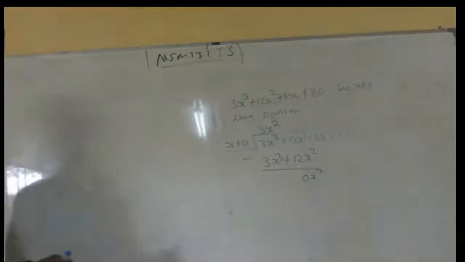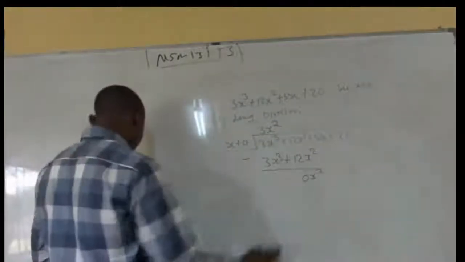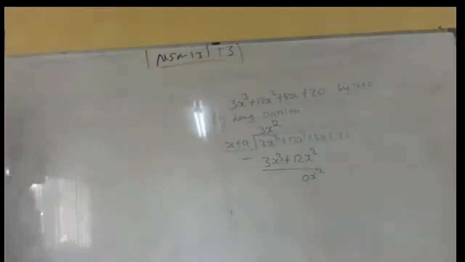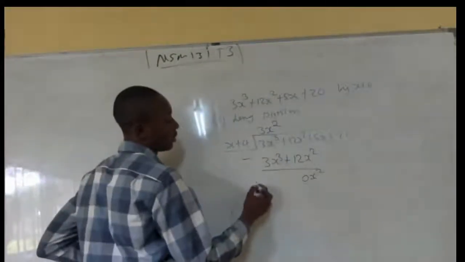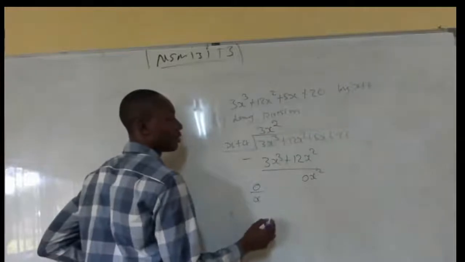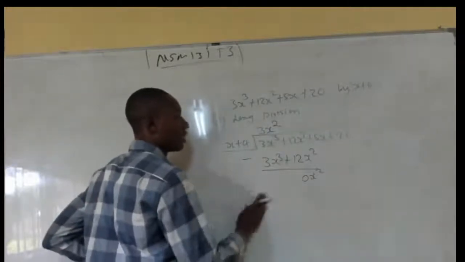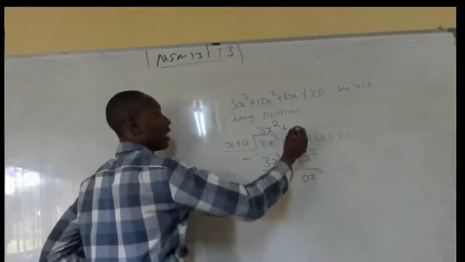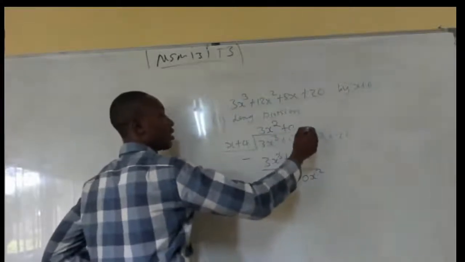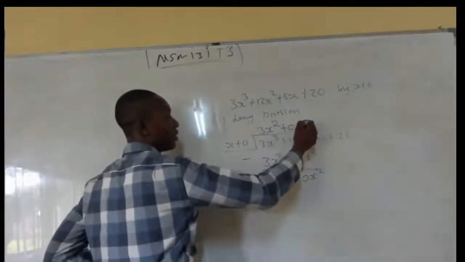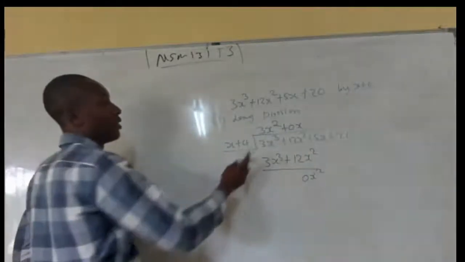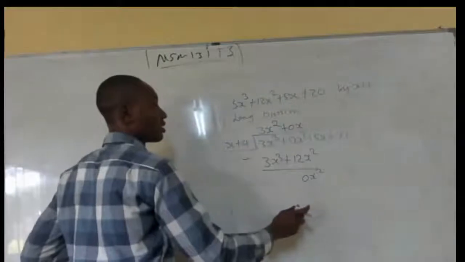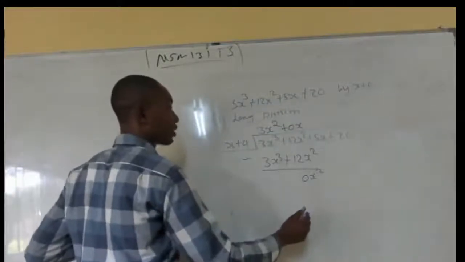Then, x into 0x squared. So it's like I say in 0 over x, what do you get? You have a 0, alright? So plus 0x, okay? So now, when you multiply by that, you actually have zeros.